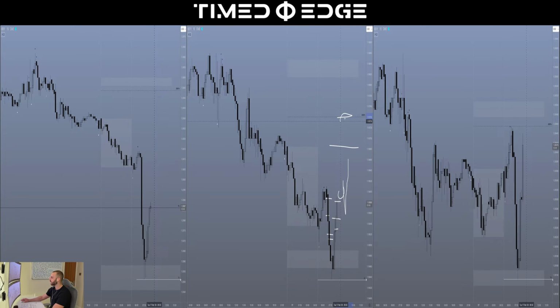We want to see a change in state of delivery. That's what I'm looking for in this bar. I want to see a change in state of delivery. I want to see these assets break and close above, close above this previous candle. If it doesn't, then I'll probably just wait for a bit more price to develop, and that'll probably be another hour.